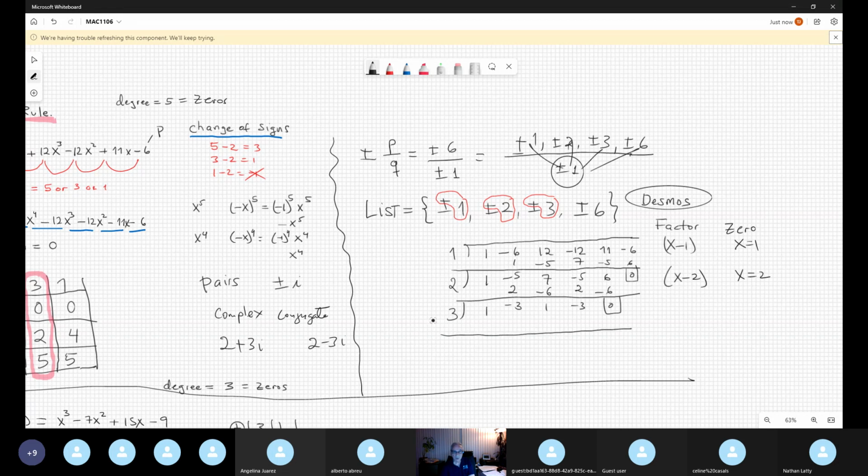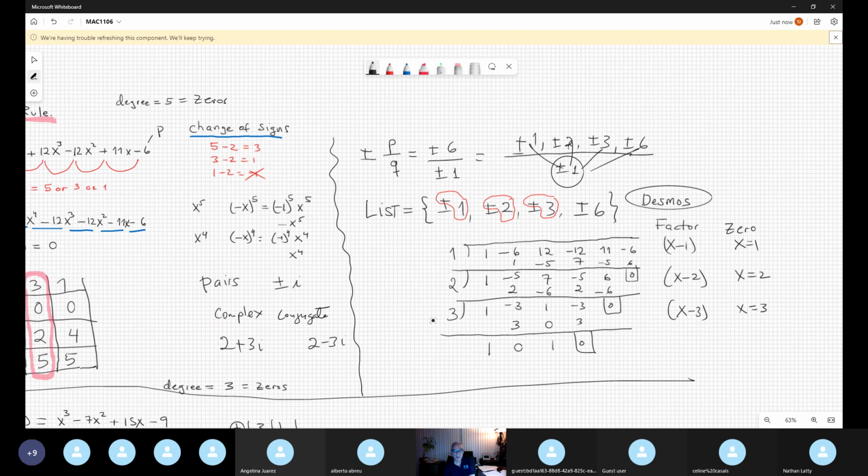Let me try. Bring down 1. My multiplication is 3 positive. And -3 plus 3 is 0. And 0 times 3 is 0. And this is 1. And this is 3 positive. Again, 0 remaining. Fantastic. Now the factor is x minus 3. And the 0 is 3.